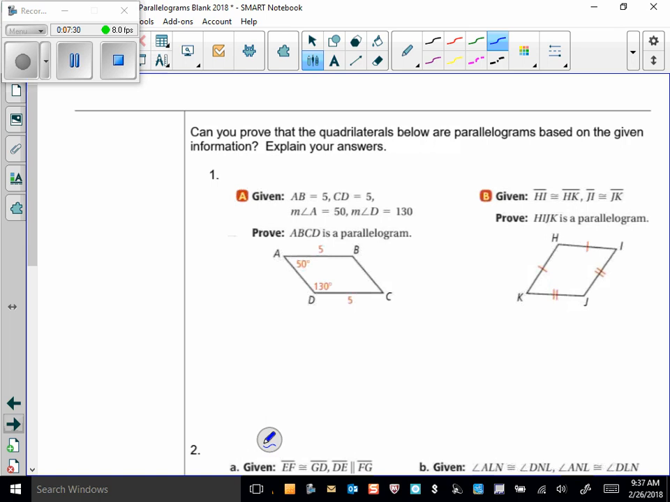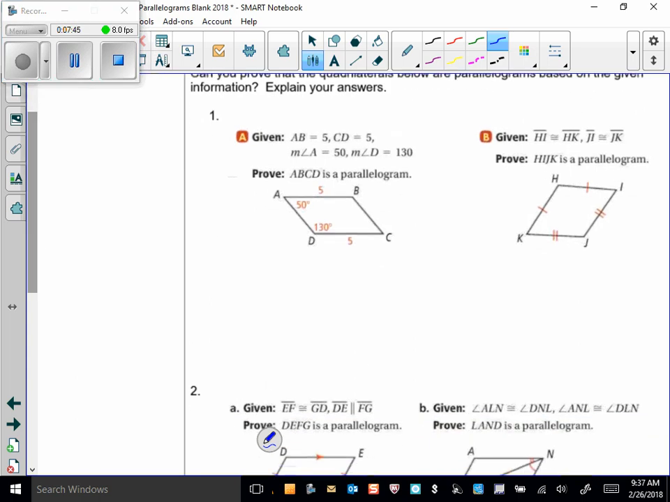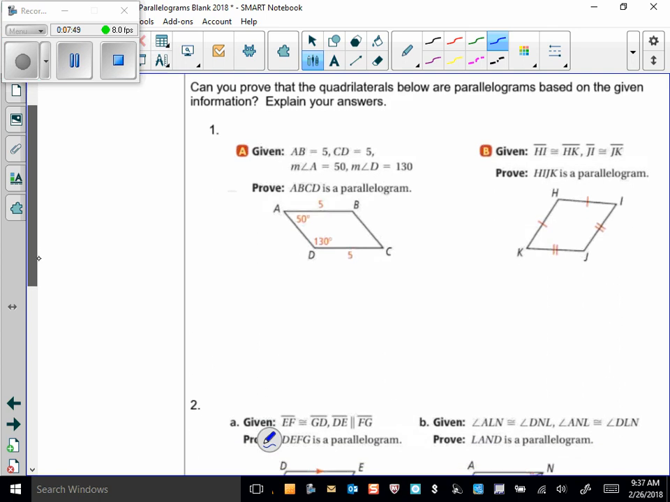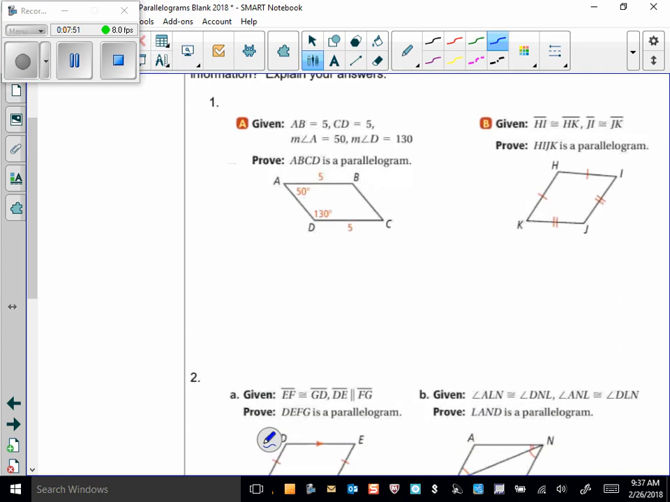Oh, actually, there are quite a few, and there's another proof. So let me take a look here and see which ones I want to do and which ones I want you to do. Okay, I'm going to work this page with you, and I'm going to let you do the last page on your own. Can you prove that the quadrilaterals below are parallelograms based on the given information?